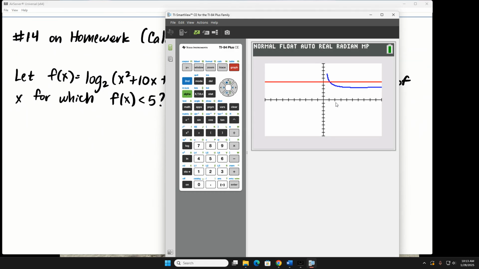So I'm not going to do it for you. You'll have to find it. It looks like it's 1, but it could be like 1.2 or something. So find where they intersect. If you need help remembering how to do that, let me know. And then it's going to be from that to infinity.